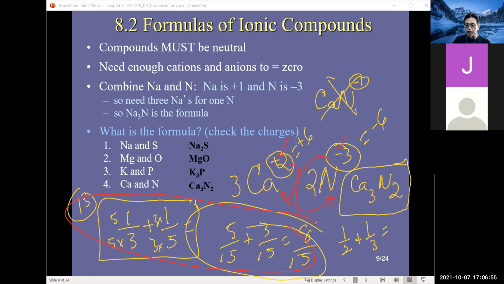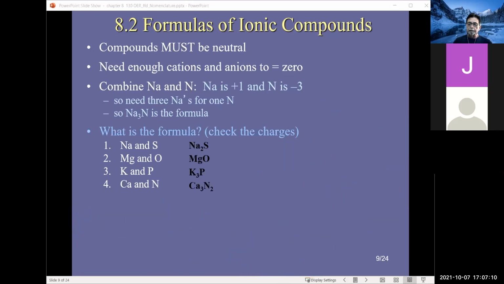Find a common number like we did here for the numerators, and then multiply by a number to get to that common number that both share. Okay.